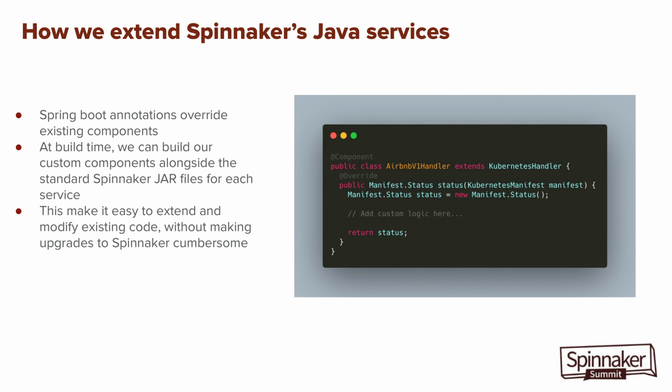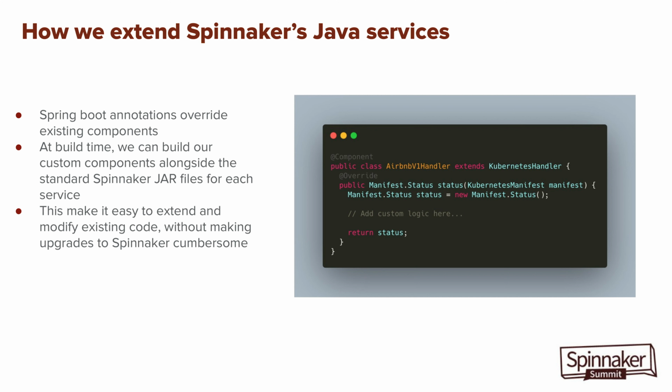How do we actually do all of this? How do we extend these Java services? So Spinnaker is written in Spring Boot. Spring Boot is very easily configurable, and it allows us to override existing components or basically plug in new components. So here's an example of us overriding the Kubernetes manifest handler.